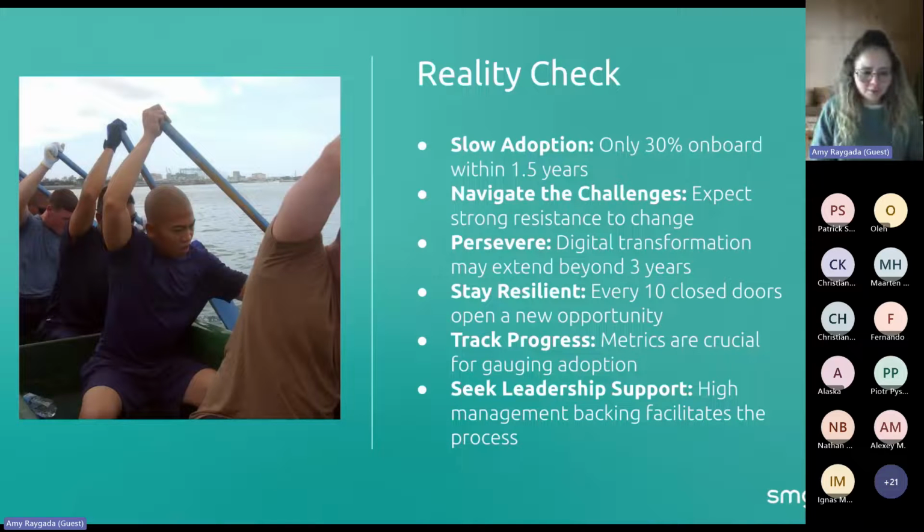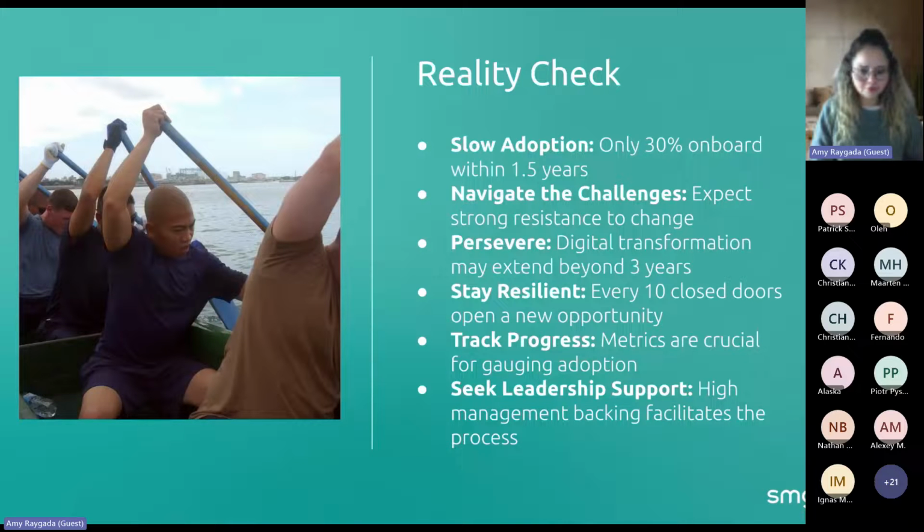Don't believe everything you read in Medium. Don't believe everything you read in the books, because each company, each journey is super different. You have to expect strong resistance to change, and cultural change is hard and it takes a lot of time. Keep persevering. Digital transformation may take more than 3 years.